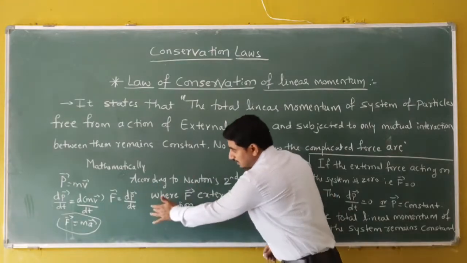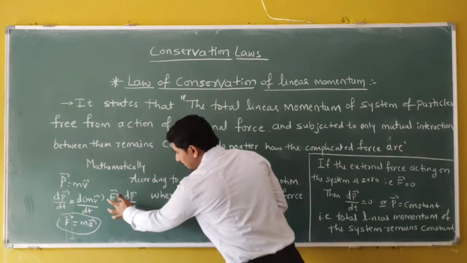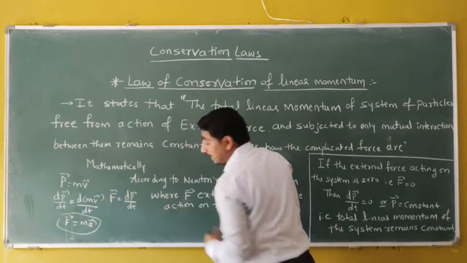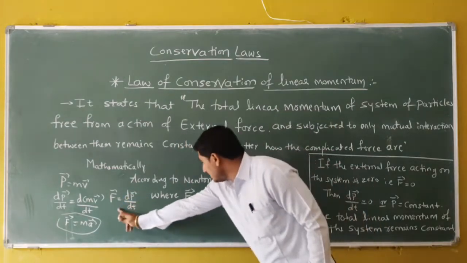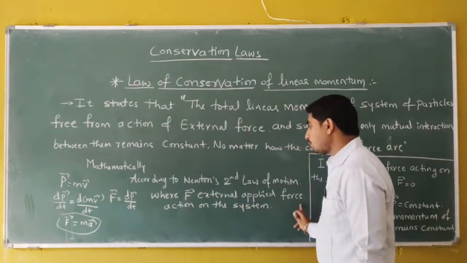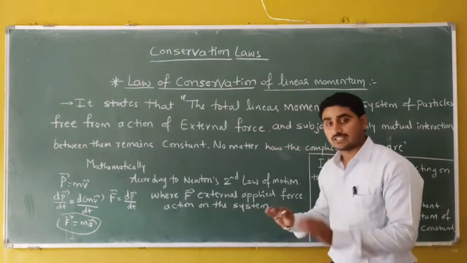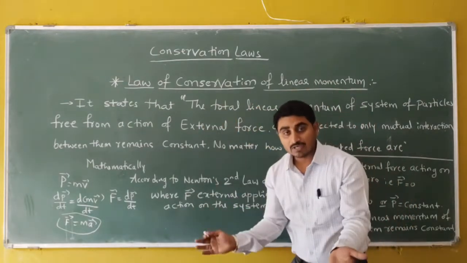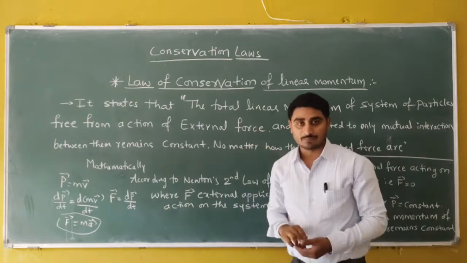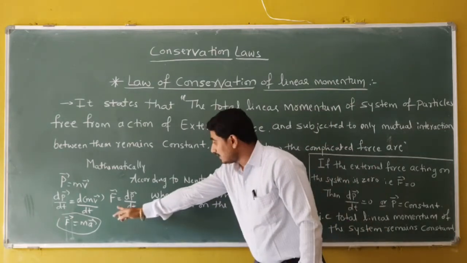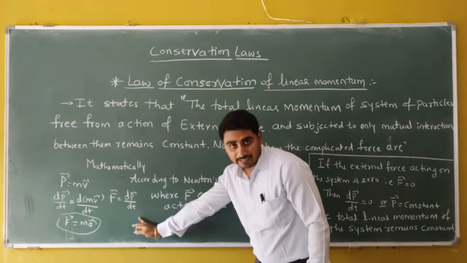Now here we have considered F is equal to dp divided by dt. Here F is nothing but an external applied force acting on the system. Here I have considered a system, there is an external force on that system, that is F, that is equal to dp divided by dt.